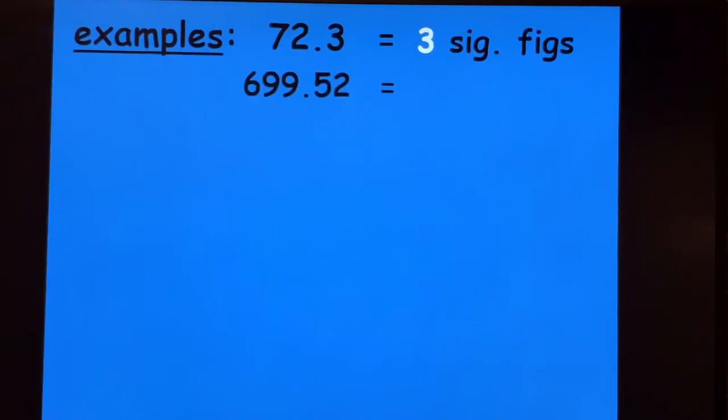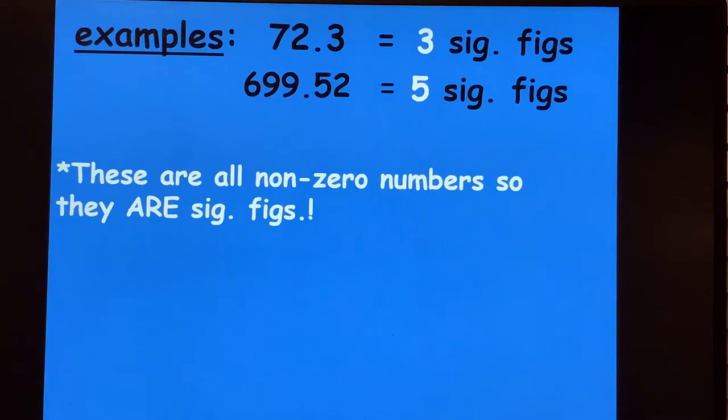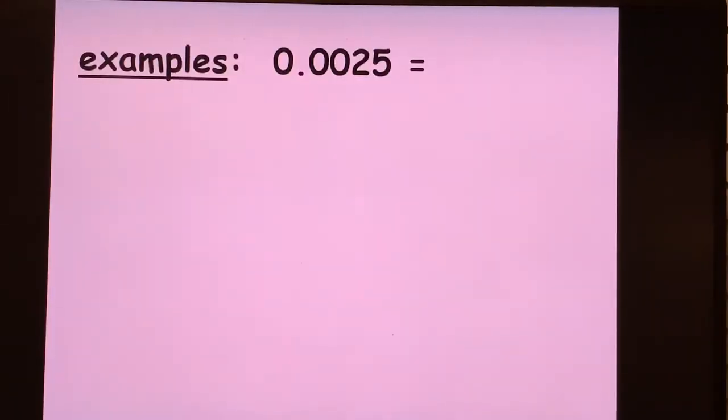699.52. How many do you think? 5, right? These are all non-zero numbers, so they are all significant figures. Okay? How about this?